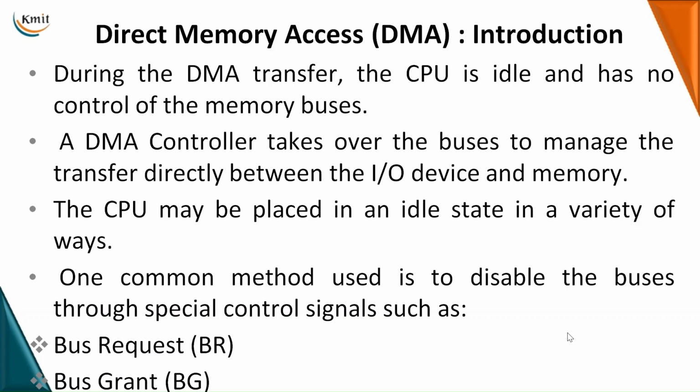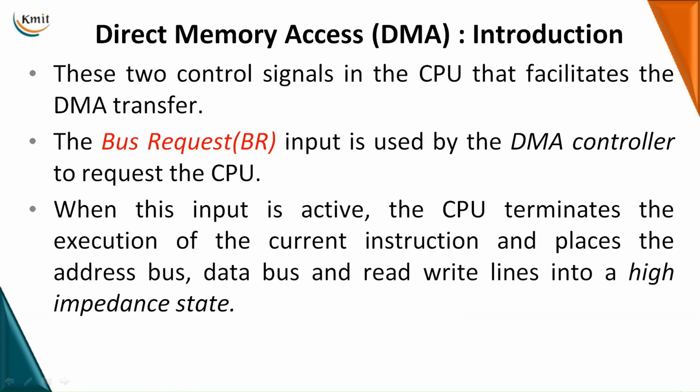There are different ways in which you can place the CPU in an idle state. One method is to disable the bus by means of special control signals. Here there are two types of control signals called the bus request signal and the bus grant signal. The bus request signal is represented by BR and the bus grant signal is represented by BG. These two control signals in the CPU facilitate the DMA transfer. These are the two signals mainly responsible in direct memory access to transfer the information to and from the memory unit of a computer and the peripheral device.